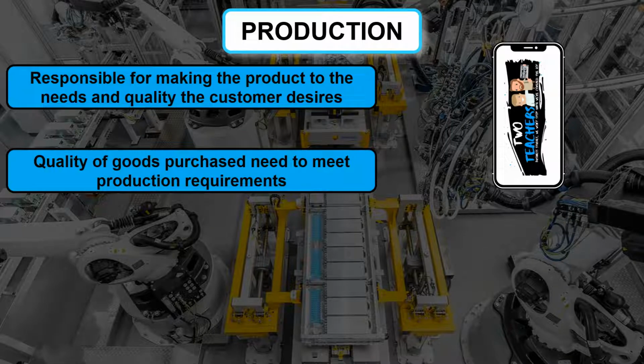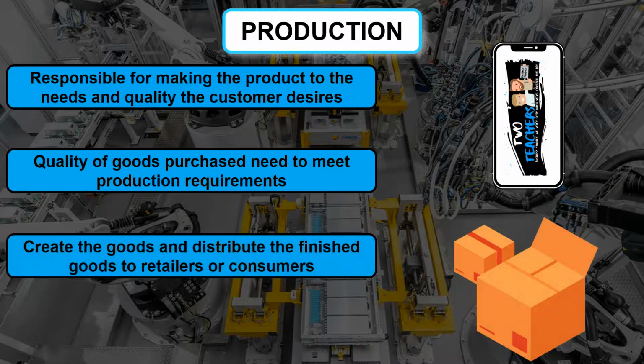This department will inform buyers about the raw materials needed to create the desired product, making sure the materials purchased are of the required quality to satisfy the needs of the customer. Once the required materials have been purchased, this department will then create the goods using suitable production methods and distributing finished goods to retailers or consumers. They will make sure that the quality of the goods are controlled and that all products meet the same standard.